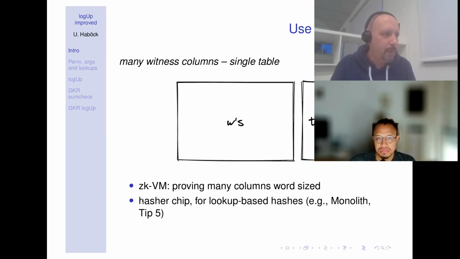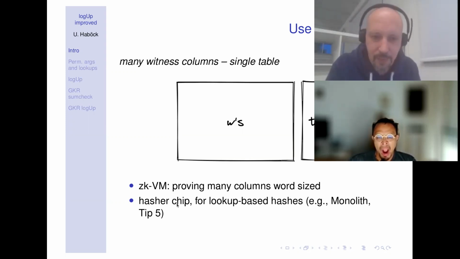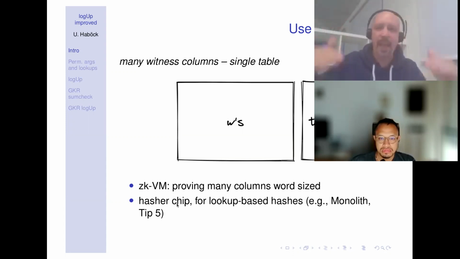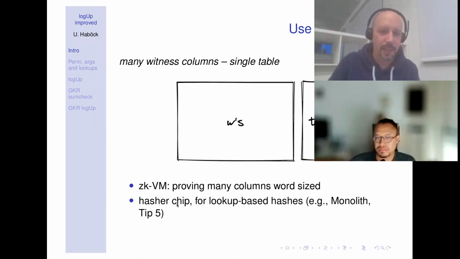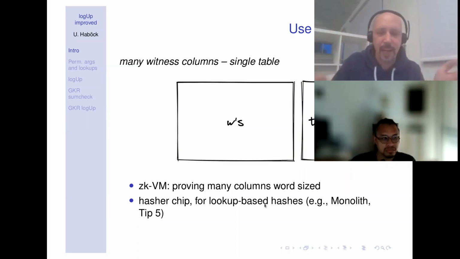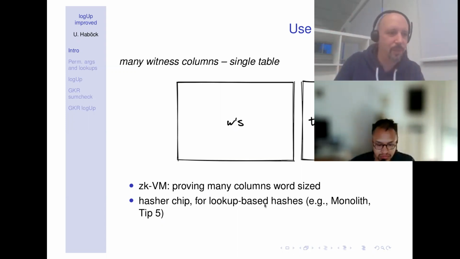But also in other applications we might think of a circuit-friendly hash function and an entire specific-purpose hasher chip for it, that computes a lot of these hashes in parallel, so to speak. Also there, because the hash uses a lot of lookups, you need a lot of columns which will be subject to one and the same table lookup.